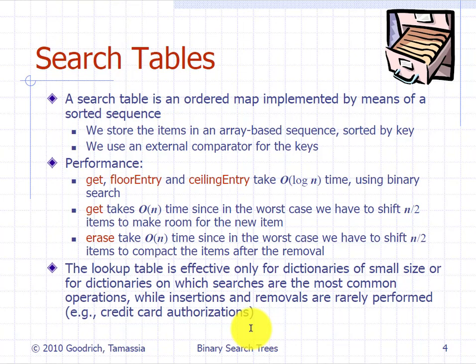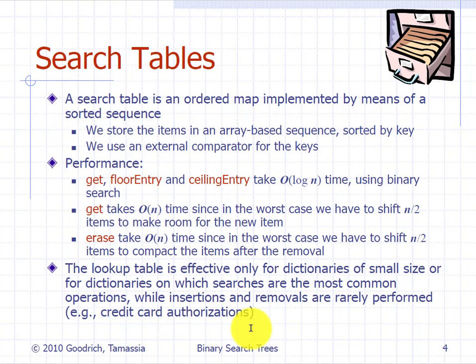Great. So search tables, let's complete this. A search table is nothing more than an ordered map. We spoke about ordered maps, and it's implemented by a sorted sequence, like our example from 0 to 10. We store items in an array-based sequence, contiguous, not random access, sorted by key, and we use an external comparator for the keys. You can define this in any way you want. We're using a total order relation here.